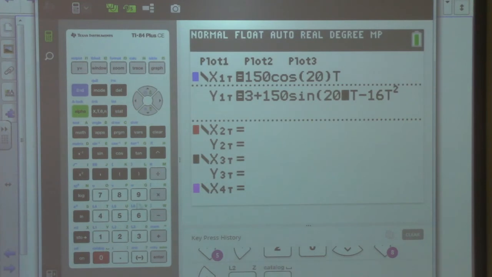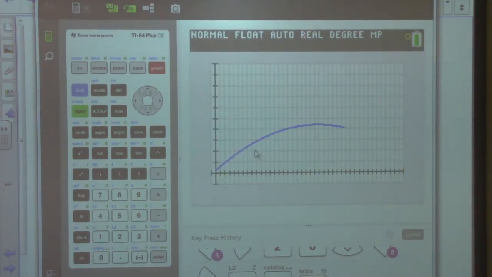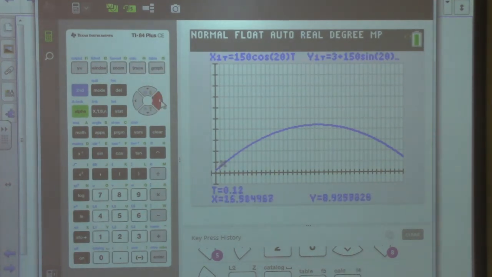See what happens at 20. Same thing, we just had to change the numbers, didn't we? Yeah. And so you can kind of see the ball lofting higher, can't you? Just the way it looks. And then if you go to trace, we can do what we did before.